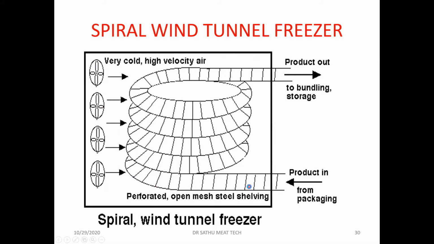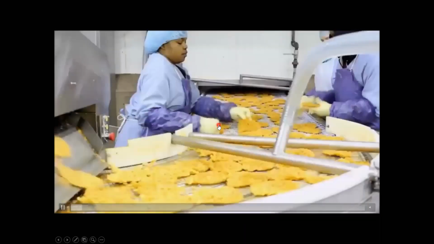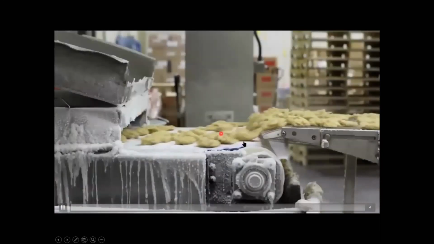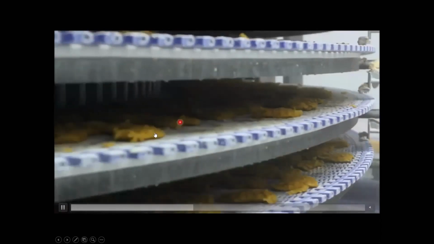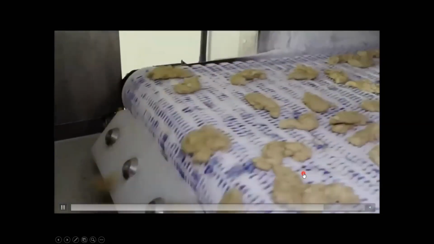So let's see the video here. You can see the belt is moving. This is a spiral freezer. The belt will be just moving, and the food materials or the product is moving. You can see it moves here. The cold air is blown. So after freezing, it is coming out.